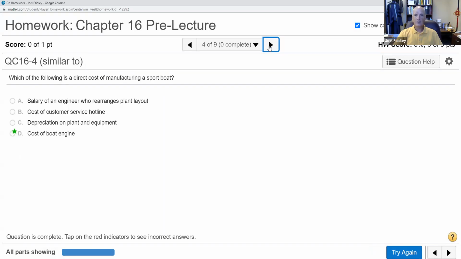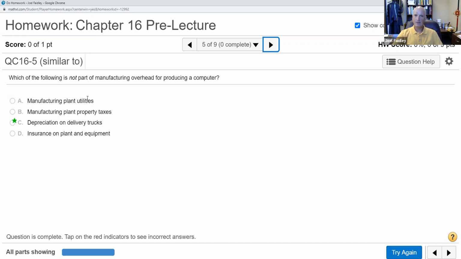Which of the following is a direct cost? Right, direct cost of manufacturing a sport boat: cost of the boat engine. Yes. Depreciation on delivery is not part of your manufacturing overhead. Manufacturing overhead is everything that you can't group into direct material and direct labor. It's everything associated with your facility and your manufacturing costs, but it doesn't include depreciation on a delivery truck. Once something leaves your docks, typically the title has passed, and so the expense associated with delivery trucks is not part of your cost of goods sold.